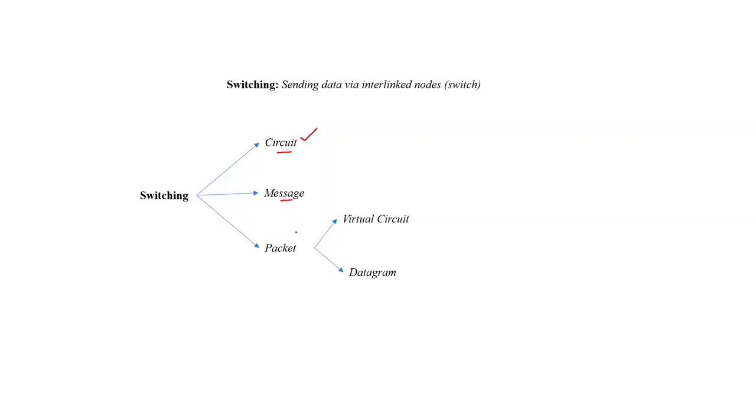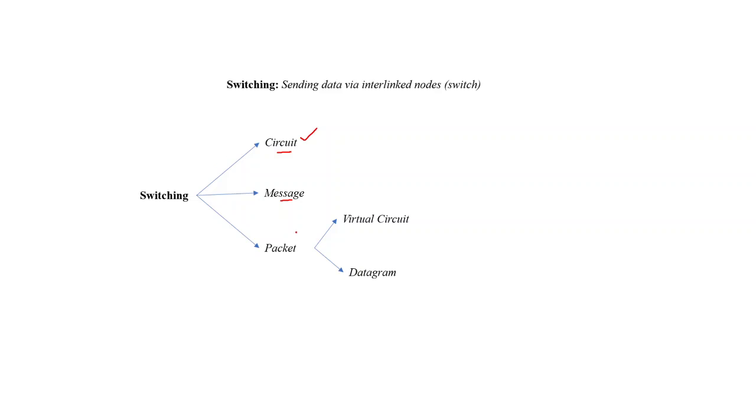Then we had message switching, where we don't actually have to have a dedicated path. We will just be sending the message to the next node that we are connected to, and then it is that node's responsibility to forward the message. But the problem with message switching was that it did not mandate the size of the message. So if your message is too long, that switch needed to have enough buffer to actually store the message.